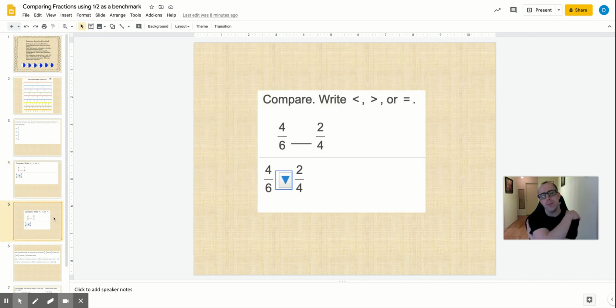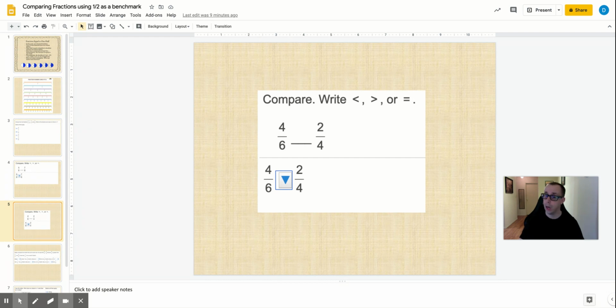But take a look here, okay? Neither the numerator or denominator are alike. So what we can look at is benchmark fractions. Do I see a fraction here equal to 1/2? I do. 2/4 is equal to 1/2. So now I have to decide, is 4/6 greater than 1/2 or less than 1/2?